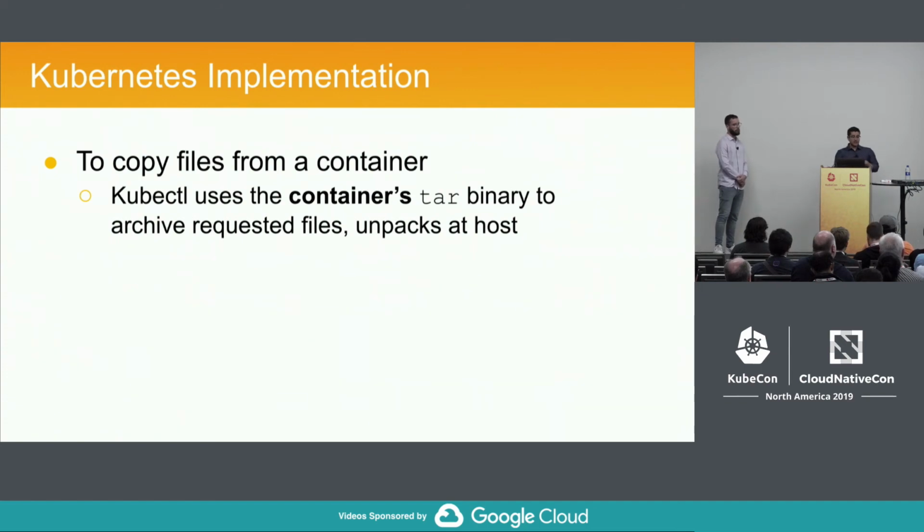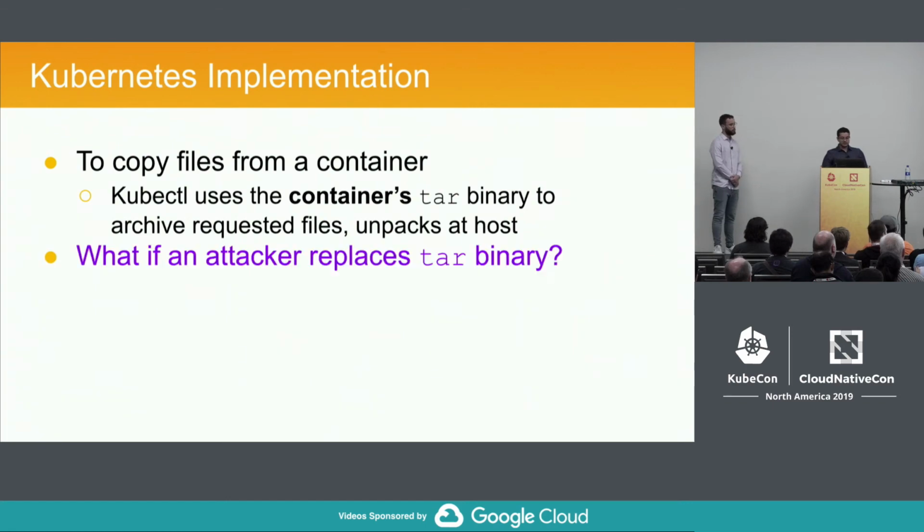and it would archive the file the user requested and unpack them back at the host. And that leads to the main question of what if an attacker can now change or control the tar that kubectl is running. So basically, it could change the output of that tar binary process and deliver something to kubectl that may break it or simply not give the user what he wanted.